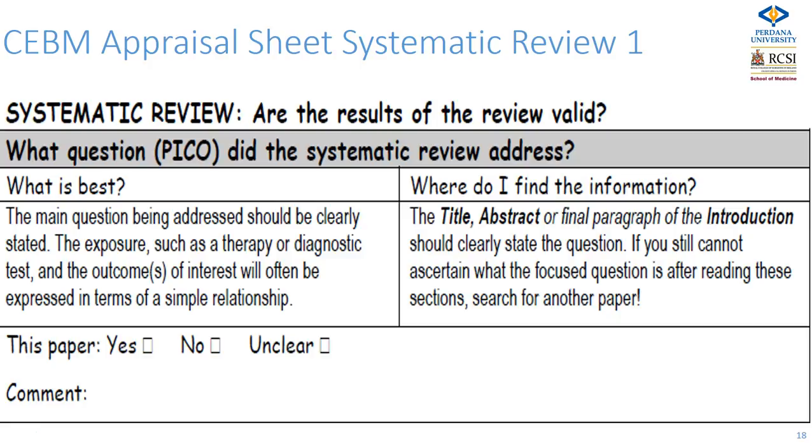Now let's look at the systematic review appraisal sheet. The first thing you look at here again is the quality of the question, how well structured the question was, and did they actually specify a question. Now some papers will actually elaborate on this and structure their question as a PICO in the abstract and in the introduction to the paper. The title and abstract and the final paragraph in the introduction should clearly answer this question for you. If they have not ascertained a focused question, then you should probably give up on this paper and move on.